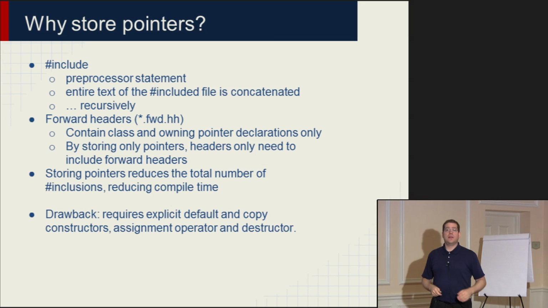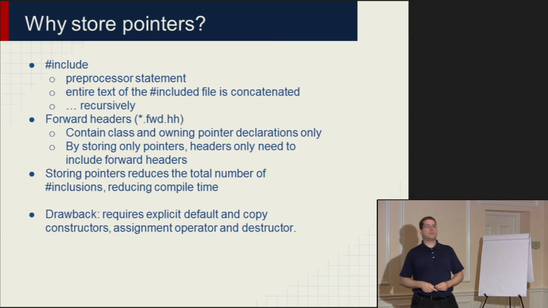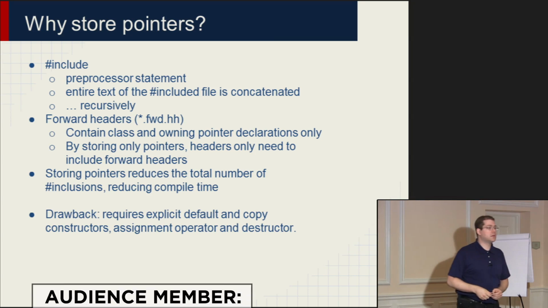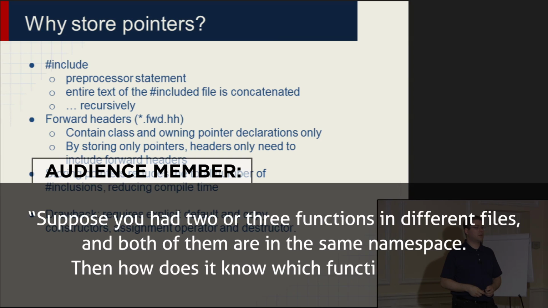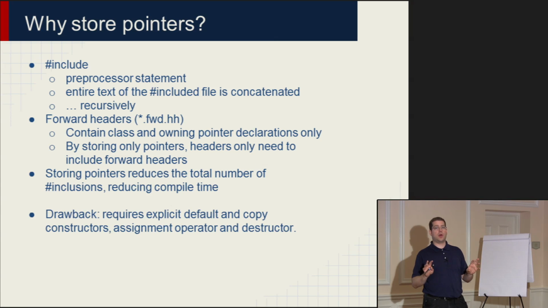All right. So how do we get around this sort of combinatorial explosion of includes? Suppose you have two free functions in two different files, both of which have the same namespace. If you have two identically named functions in the same namespace in two different header files, how does it know which one to take?